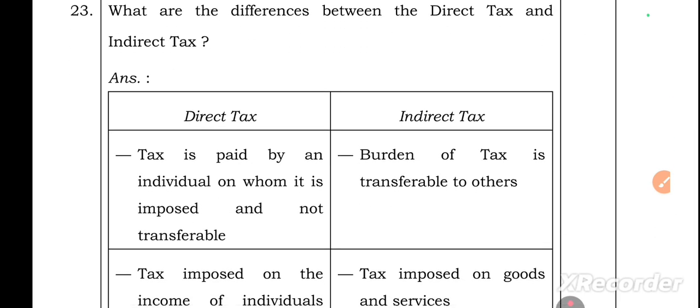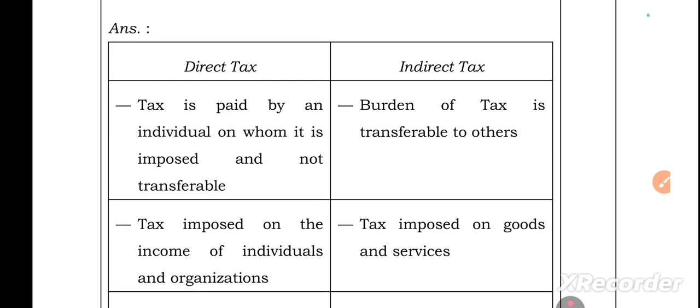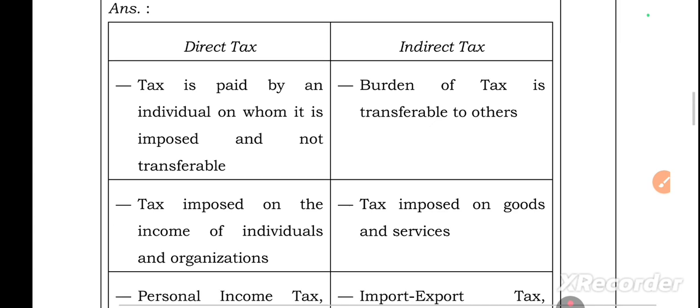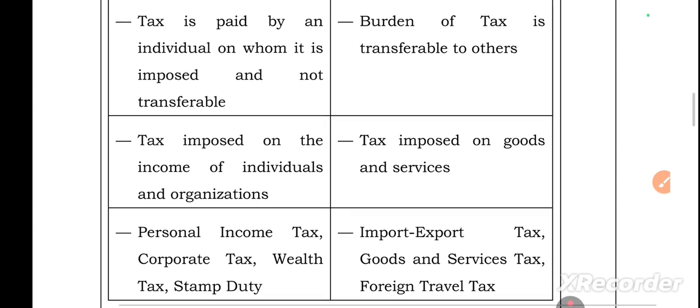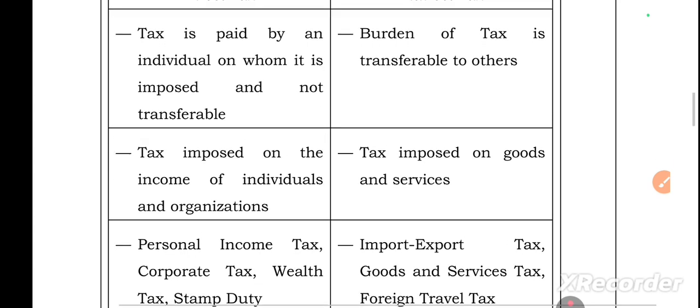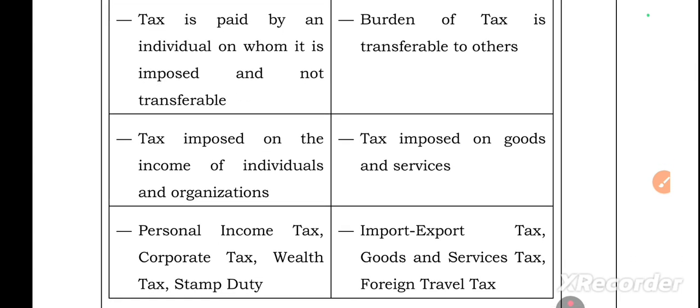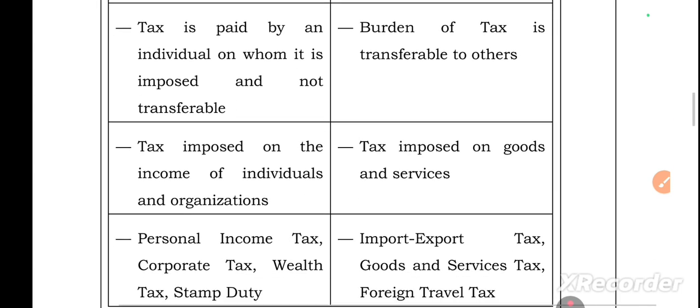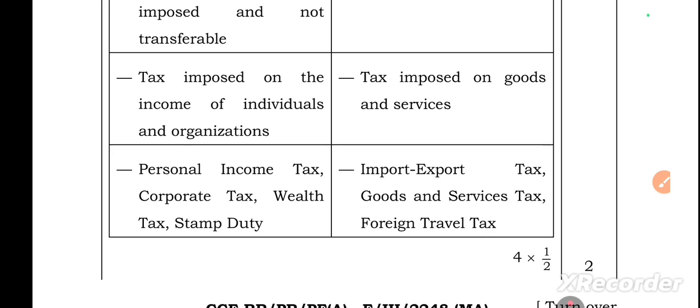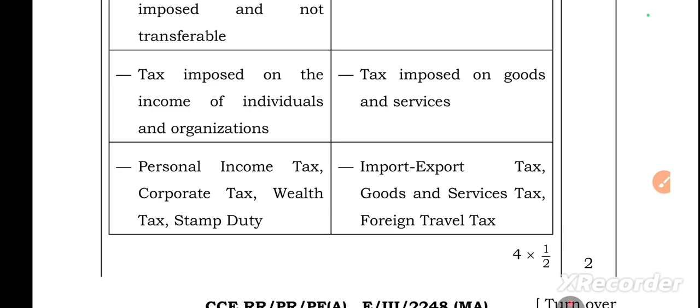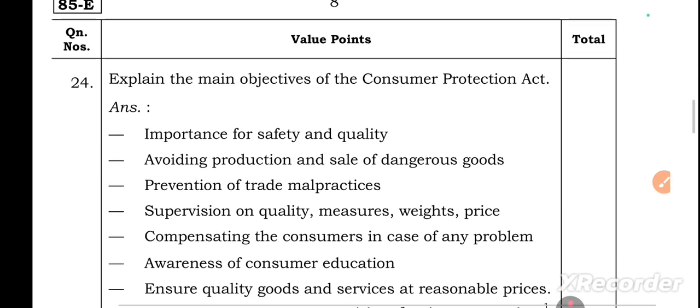23rd. What are the differences between the direct tax and indirect tax? Direct tax. Tax is paid by the individual on whom it is imposed and is not transferable. Indirect tax, the burden of a tax is transferable to others. Then direct tax, tax imposed on the income of individuals and organizations. Indirect tax, tax imposed on goods and services. Then direct tax: personal income tax, corporate tax, wealth tax, stamp duty. Indirect taxes: import and export tax, goods and service tax, foreign travel tax.